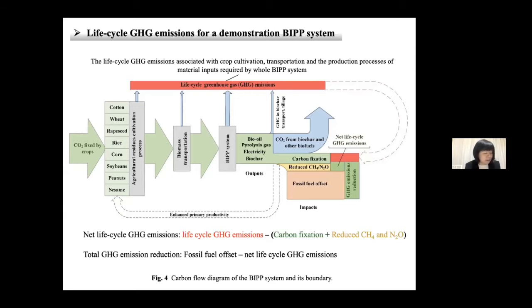However, all these processes involve extra greenhouse gas emission, for example, the greenhouse gas emission from truck engines in the transportation of the biomass. We define these greenhouse gas emissions as the life cycle greenhouse gas emission of the BIPP system. And we define the stable carbon in biochar as carbon fixation.